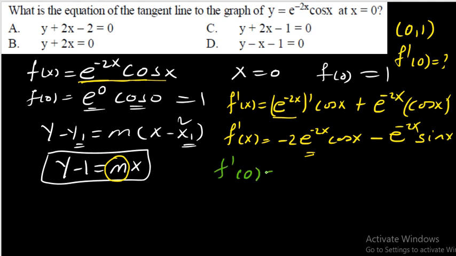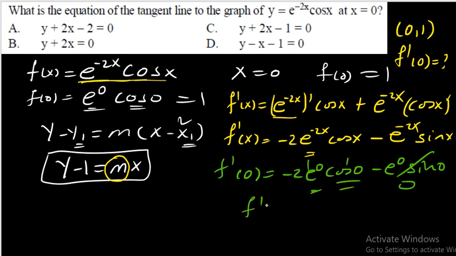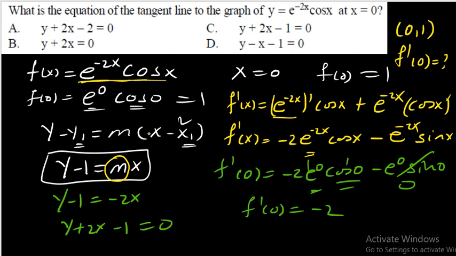Now the next step, let's get f derivative at 0. That is negative 2 e to the power of 0 cos 0 minus e to the power of 0 sine 0. But sine 0 is 0, so I can ignore this part. This is 1, this is also 1. So f derivative at 0 will be just negative 2, because 1 times 1 times negative 2. So y minus 1 is equal to negative 2x. When I collect everything to the left side, y plus 2x minus 1 is equal to 0. The choice containing this answer is C.